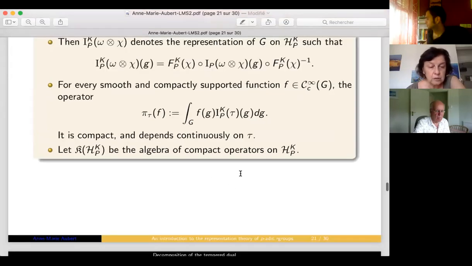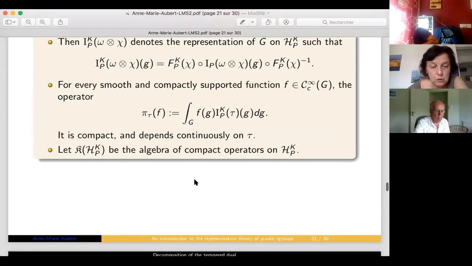And you will also need the following notation. We denote by K of H_P^K the algebra of compact operators on this space.